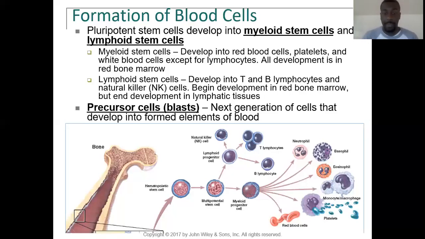So for example, we might have a myeloid stem cell that eventually becomes a red blood cell precursor, and at that point it becomes committed to becoming a red blood cell. That's the point of no return. There's no going back at that point. So once it becomes a precursor cell, it's committed to that pathway, and then eventually will become that particular type of formed element.